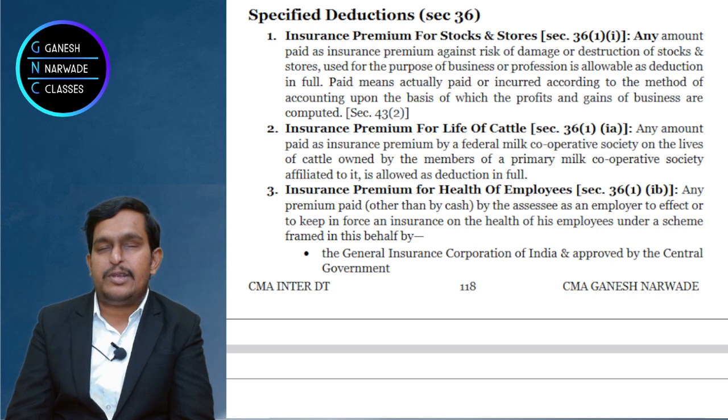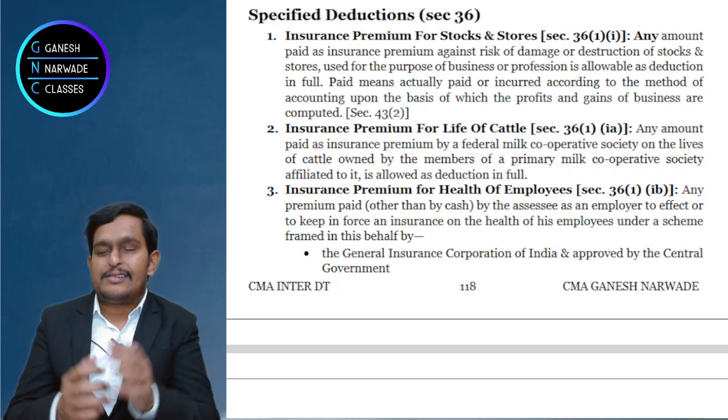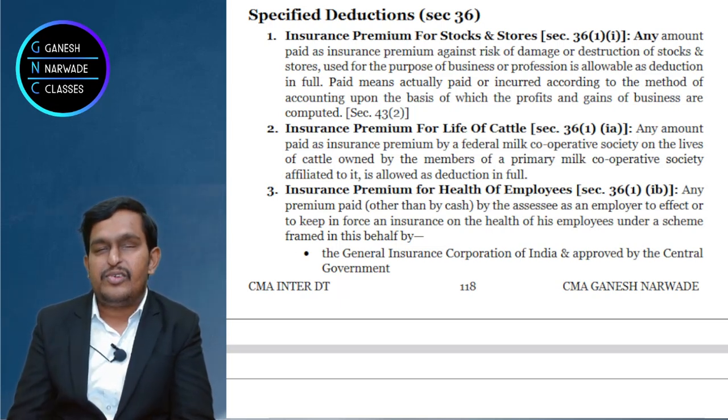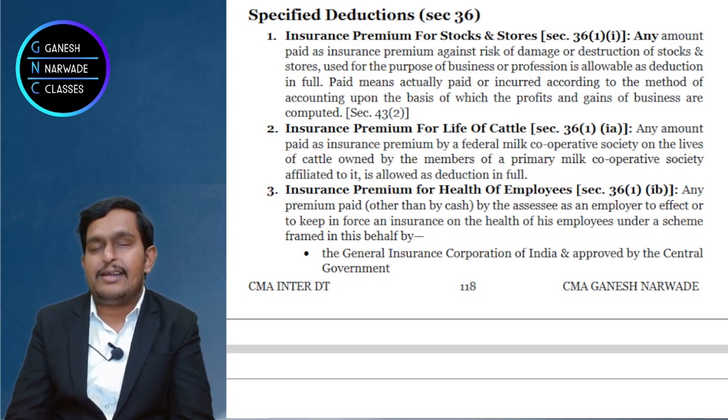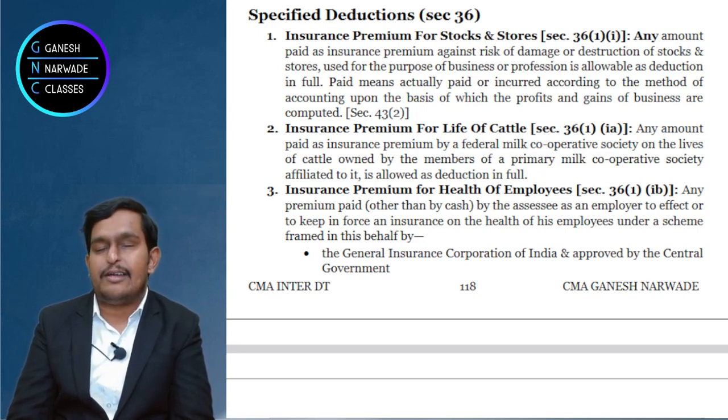Sometimes the insurance can be taken from any other insurer, like SBI Health or HDFC Health insurance policies, Star Health. You can take from any other insurer, it's okay. But that insurance policy should be approved by IRDA, the Insurance Regulatory and Development Authority.